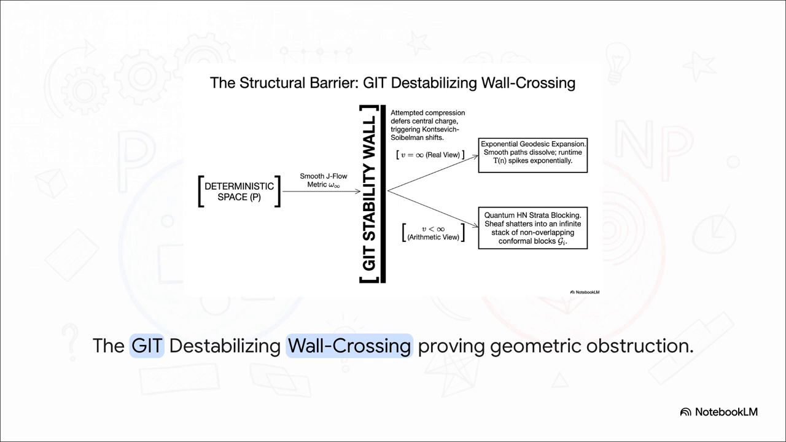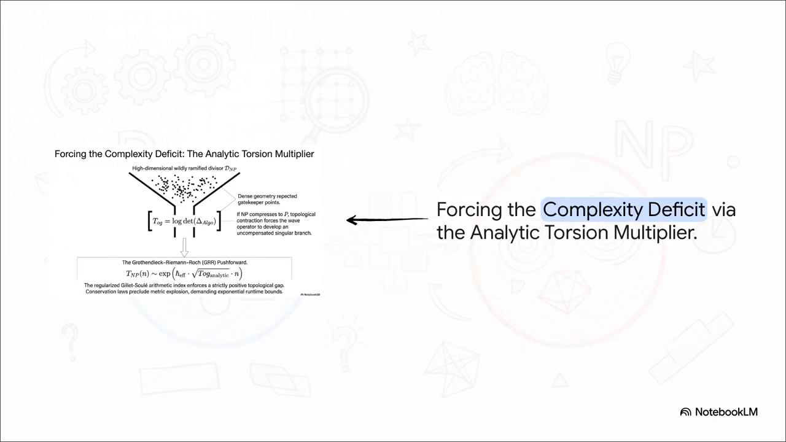Crossing it defers the central charge and completely fractures the spectrum into an infinite stack of non-overlapping quantum-conformal blocks. This geometric wall essentially triggers a mathematical sensor known as the analytic torsion multiplier. That's the TOG equation, represented by the log determinant of the wave operator, forcing it to develop an uncompensated singular branch. Because global conservation laws topologically prevent a metric explosion, this regularized index demands a strictly positive topological gap. What that means is it mathematically forces the asymptotic runtime of non-deterministic verification to scale exponentially.